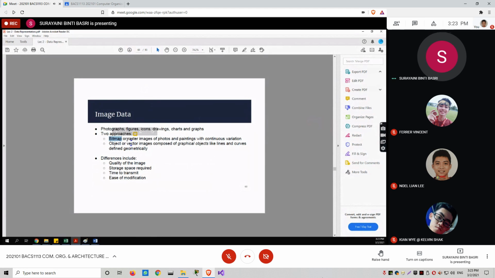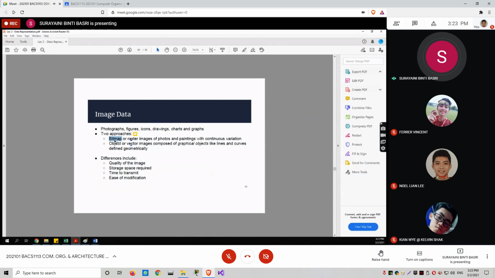Okay, so the bitmap, or another name for it, a raster image. This raster image is a bitmap. It is a dot matrix data structure that represents a generally rectangular grid of pixels. So you can imagine what the bitmap is, because it was shown in the video previously. It is the raster image of photos and paintings with continuous variation. So that is the definition of the bitmap. You imagine the grid, and each cell of the grid is a pixel.